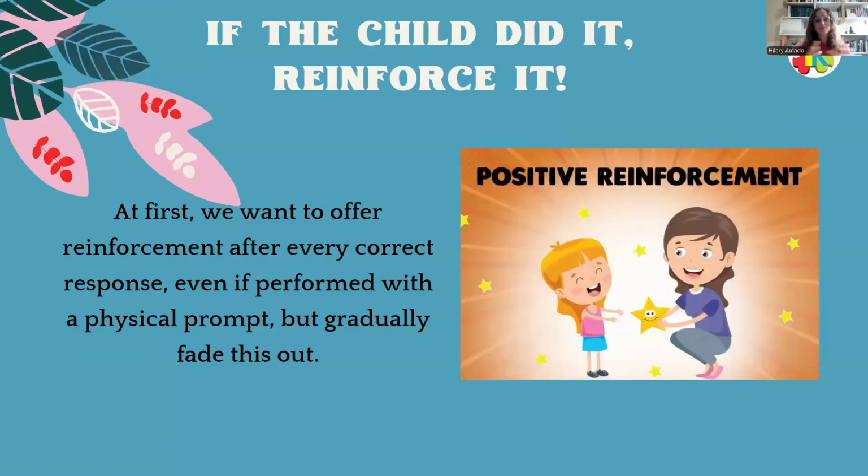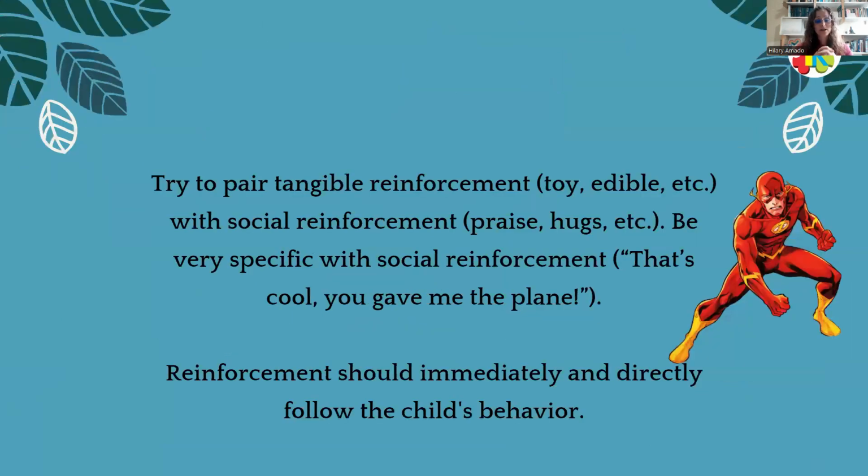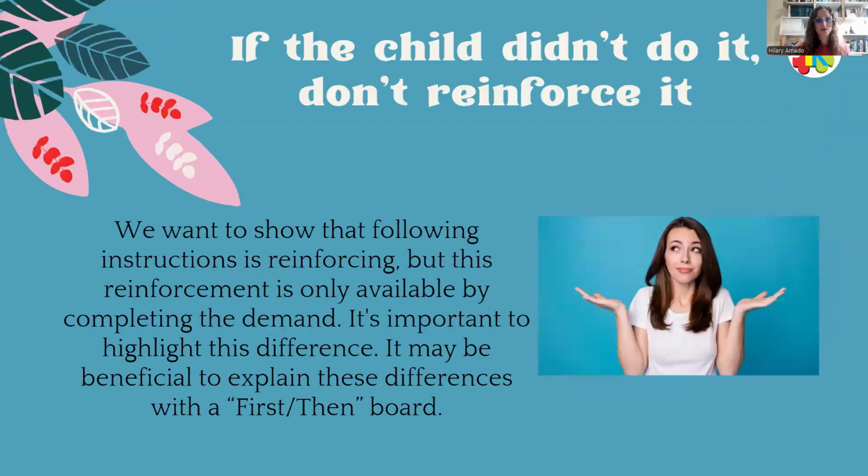If the child did it, by all means, reinforce it. At first, we want to offer reinforcement after every correct response, even if performed with physical guidance, okay? But gradually, we're going to fade this out. Try to pair tangible reinforcements, like toys or edibles, with social reinforcement, praise, hugs, etc. You want to be really specific with your social reinforcement. That's cool, you gave me plane. You found Sane. That reinforcement should immediately and directly follow the child's behavior.